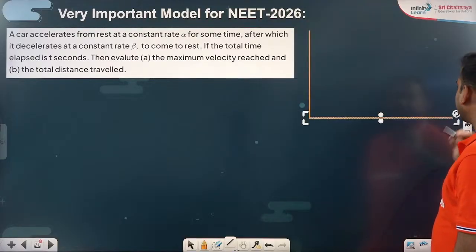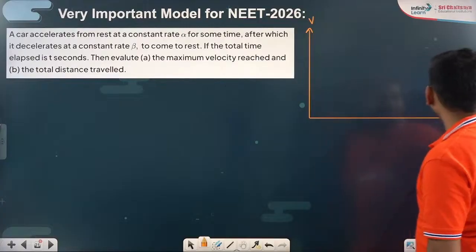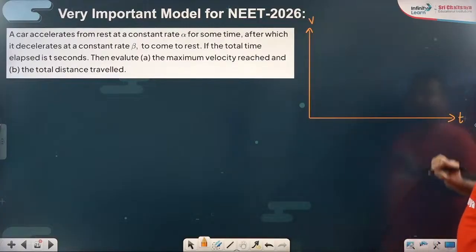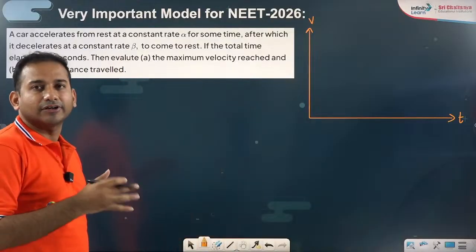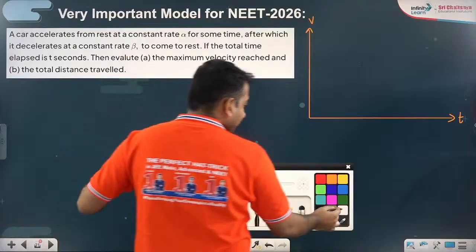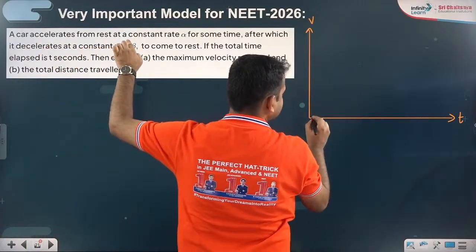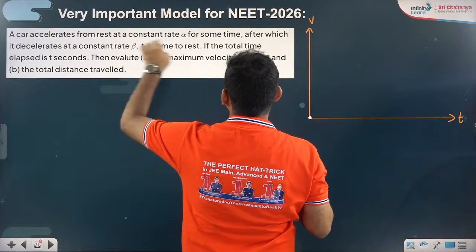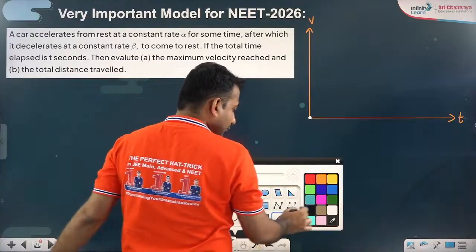Why only VT graph? Because velocity information is given or required to us. Similarly, acceleration, time and distance information are given or required to us. So we have to relate this information. Now, the examiner says that a car accelerates from rest. So velocity is 0. It starts from here for some time and its constant acceleration is alpha, given to you.